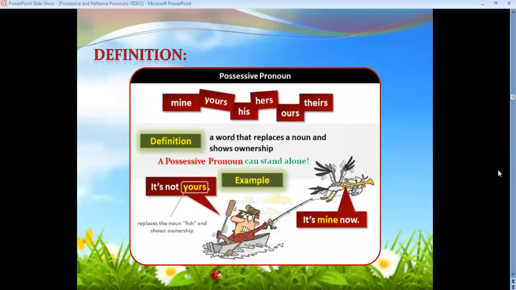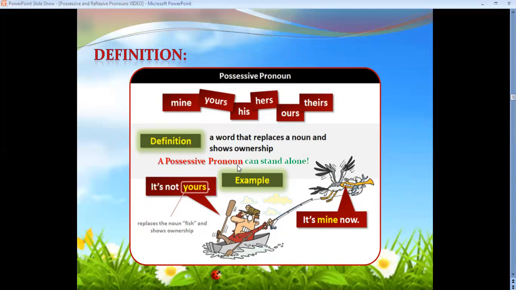Okay, let's continue. What do I mean when I say possessive pronouns? Okay, look at them, they are here. Mine, yours, his, hers, ours, theirs. Let's read the definition together. When I say possessive pronoun, I mean a word that replaces a noun and shows ownership. We all agree on this. All these possessive pronouns show ownership, right?